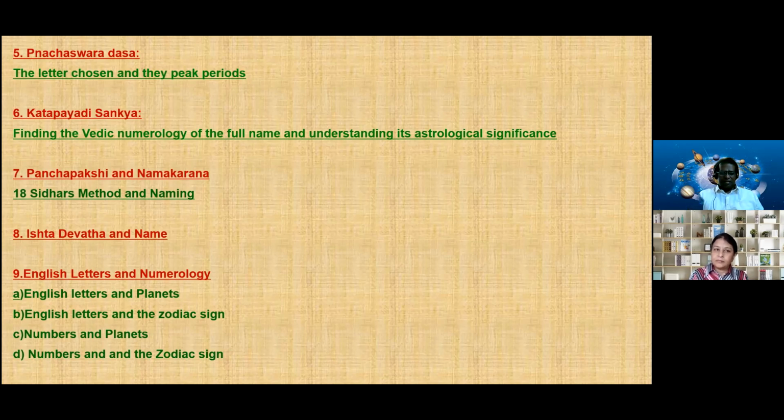There's a particular session, so this will be mostly in the first session. In the second session, we are using modern numerology, or rather clubbing it up with the horoscope. First, the English letters and planets. There are many methods people are following for particular letters. There's an astrological method, the Siddhar's method, which they follow. I have seen it working. So I'll be teaching this particular method: English letters and planets, English letters and the zodiac sign, numbers and planets, numbers and the zodiac sign.